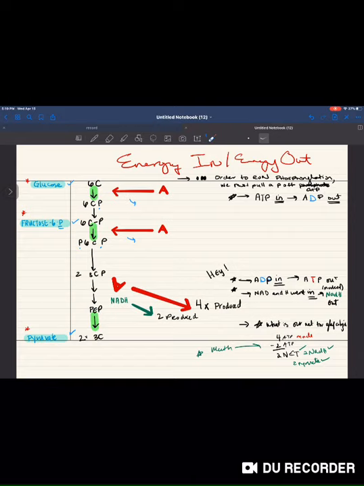So, what does that mean? Let's do a little math, shall we? Our math over here is that we have 4 ATP made minus 2 ATP invested, and 4 minus 2 is 2 net, or 2 net ATP molecules from this reaction.